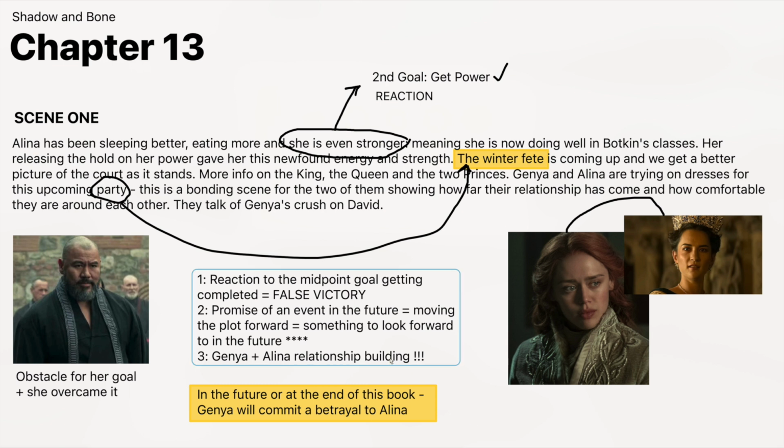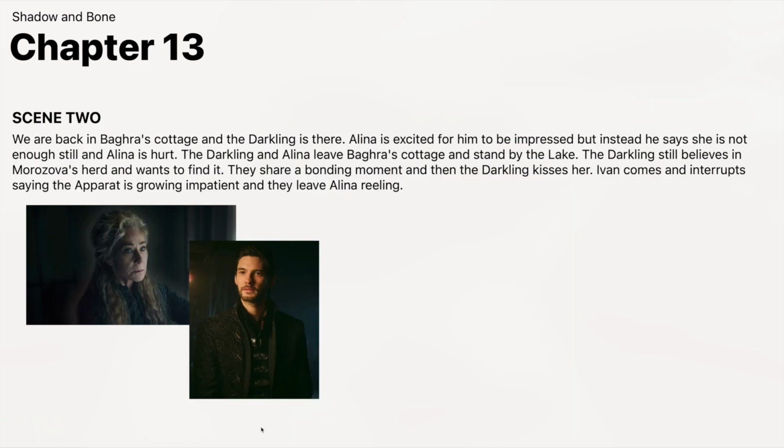So this is important. We need to build that relationship and show that they're truly friends, so the betrayal hits not only harder for our main character, Alina, but it also has to hit hard for us. We are still in chapter 13, moving into scene 2, and we are back in Baghra's cottage, and the Darkling is there. Alina's going back to Baghra for another lesson, but now her power has fully been released, and the Darkling is there.